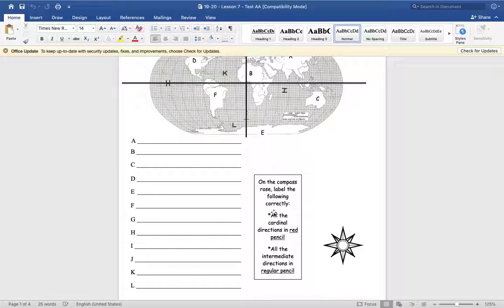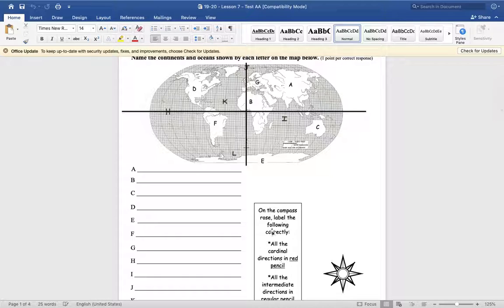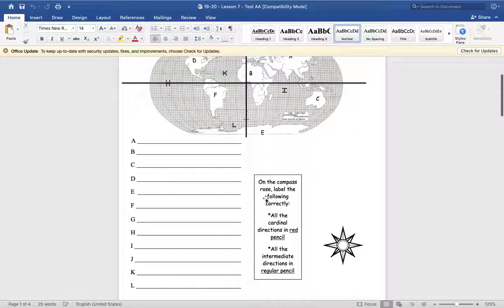Now you are going to pick up the red pencil you were given. It says, on the compass rose, label the following correctly. All the cardinal directions in red pencil. So over here on this symbol, please label the cardinal directions in red pencil. And then put your red pencil down. You will no longer need it. And pick up your regular pencil for the remainder of this test.